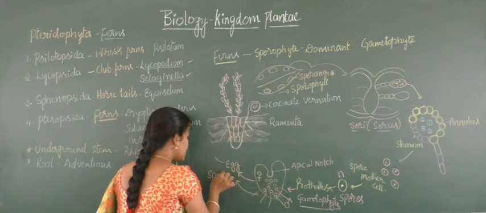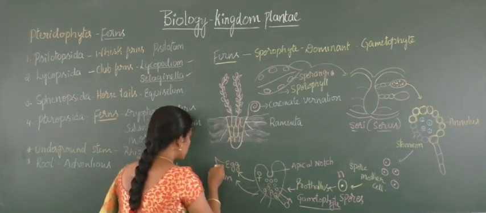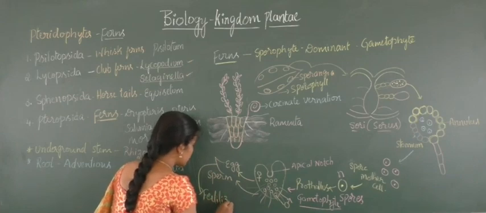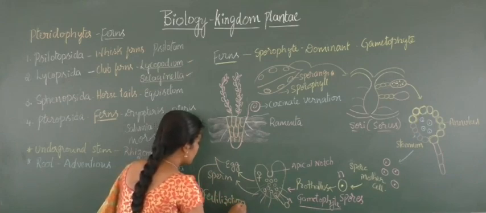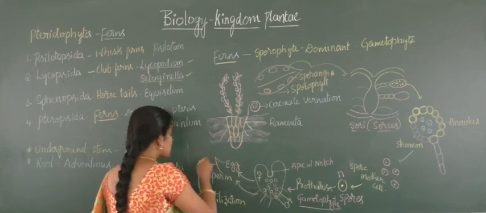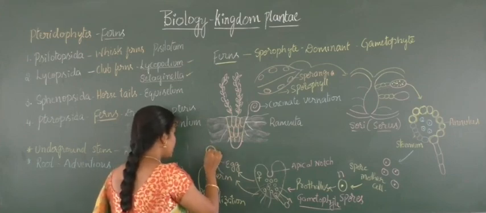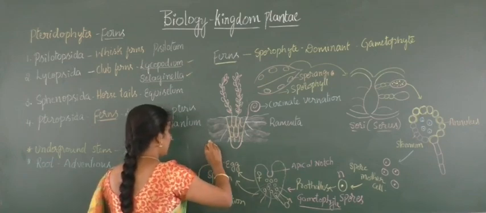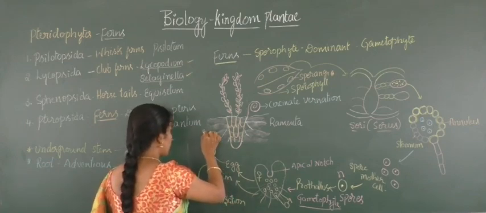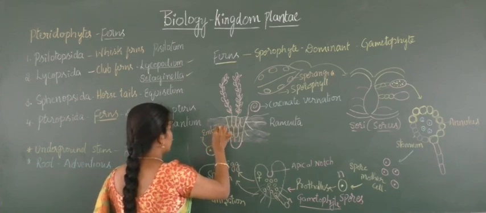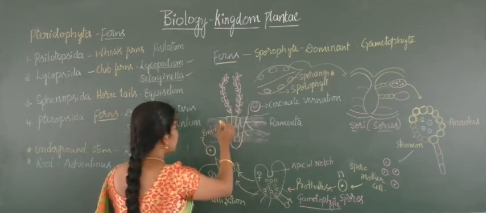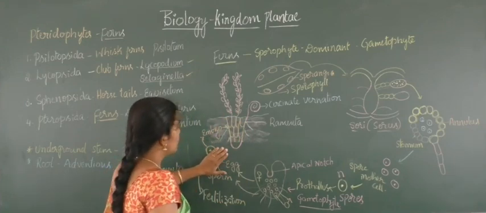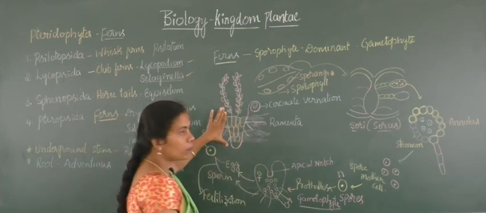Later by fertilization they fuse together, and they become diploid, and that structure is said to be a diploid zygote, and this zygote will develop into an embryo, and later this embryo will again develop into a new plant body. See, this is a new plant body.